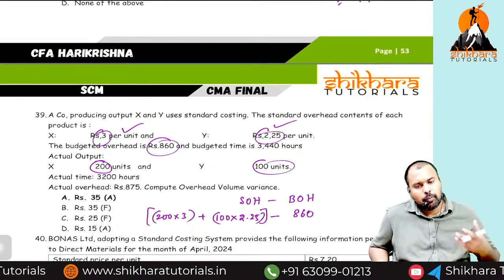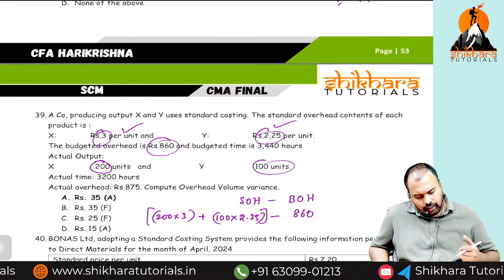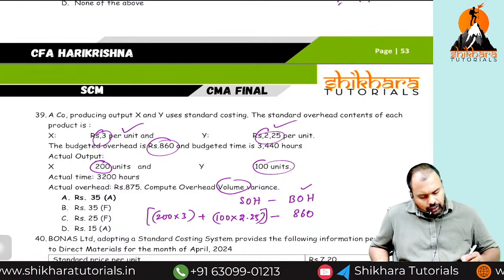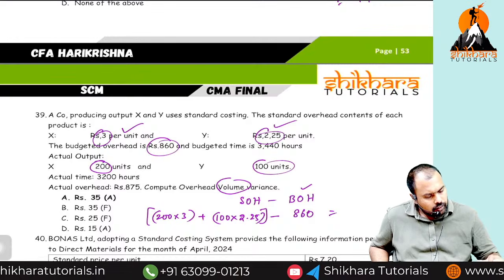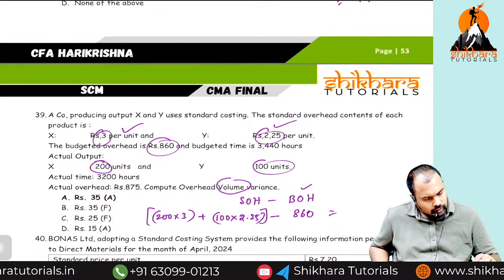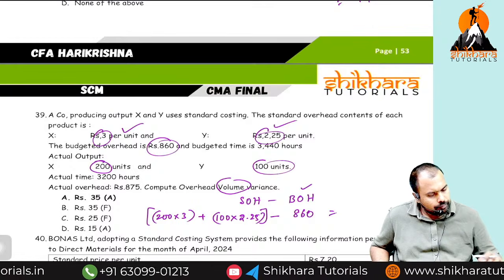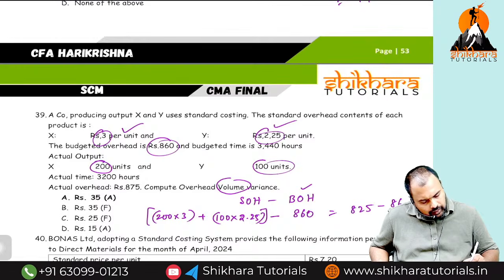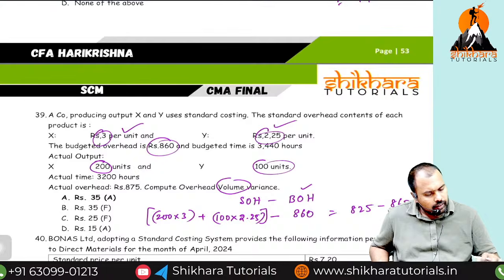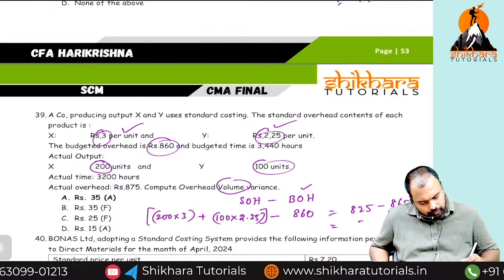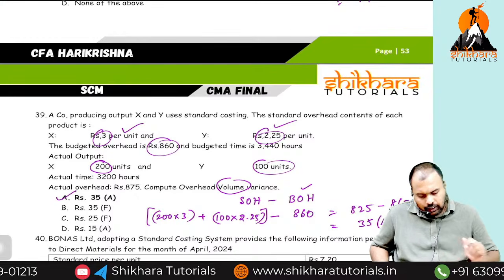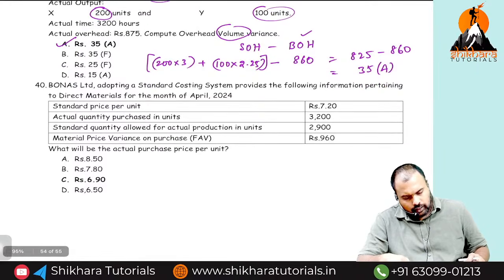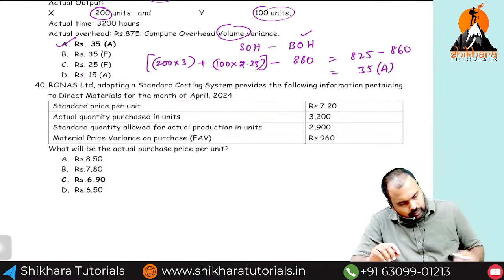Then what has to be the absorbed one? 200 into 3 plus 100 into 2.25, and they're asking us volume variance, that has to be the difference with budgeted overhead. So 200 into 3 plus 100 into 2.25 is 825, minus 860, which is 35 adverse. So 35 adverse has to be your answer. And last one of standard costing, let us see here.